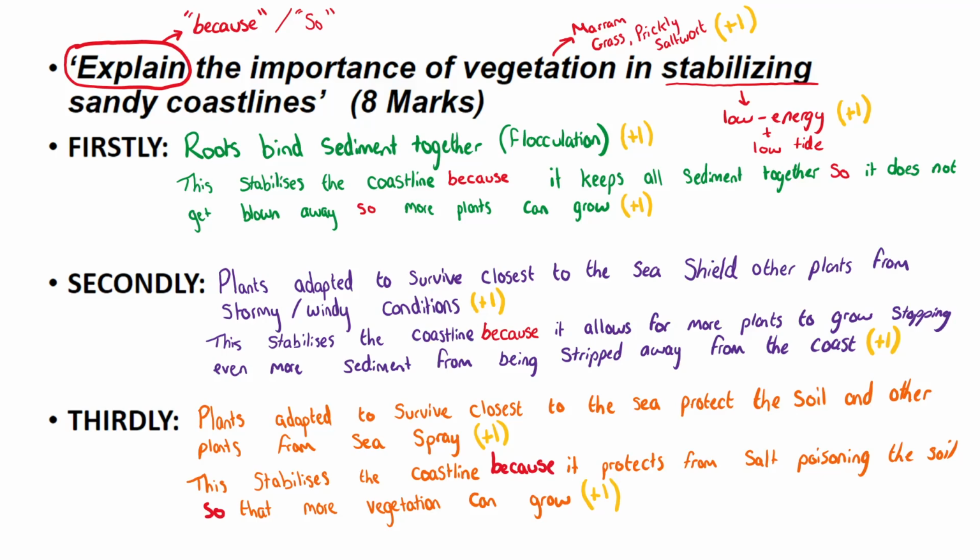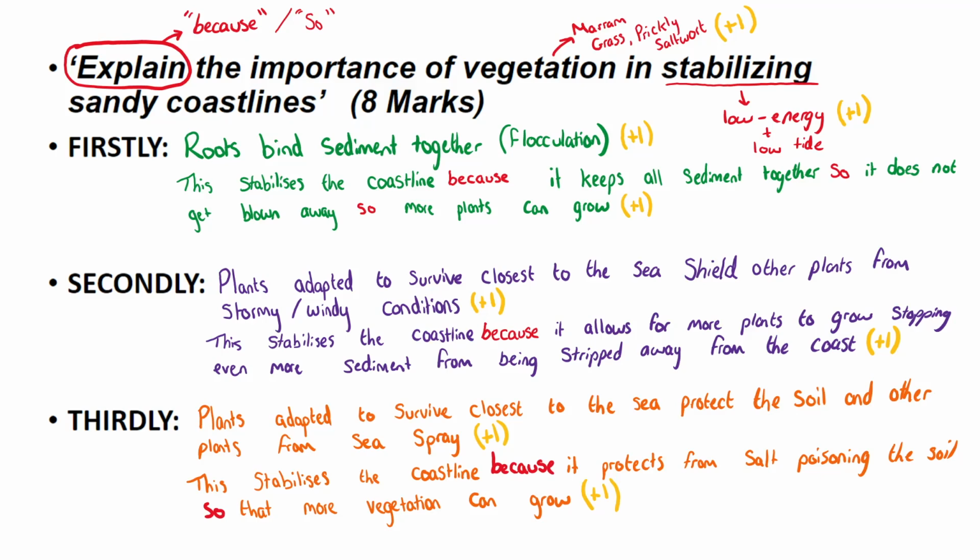Secondly, I've gone for how plants are adapted to survive closest to the sea and how they shield the plants behind it from those really windy conditions that you find at the coast. That would get you a mark. Your second mark for that bit would be by explaining that it allows more plants to grow behind it, so even more sediment can be trapped, so that it's not taken away from the coastline.